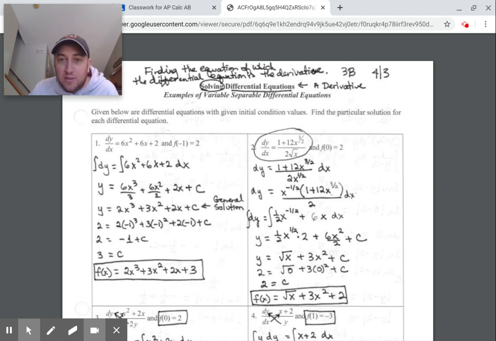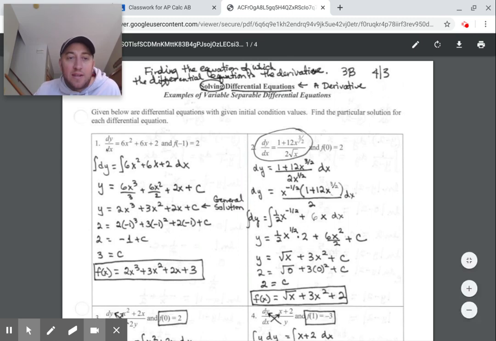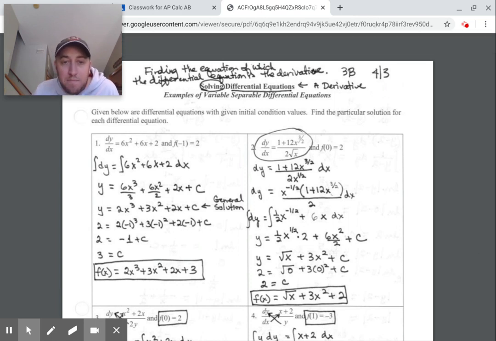All right, so just jumping in here to this first example. We have dy over dx is equal to 6x squared plus 6x plus 2. And then they give you a specific value of your function, f of -1 is equal to 2. That component of this problem is going to be used here in a little bit to find out what the value of c would be. Because if we take the antiderivative, we're going to end up with that plus c. So we're going to use that information here in a little bit to actually get that value of c officially.